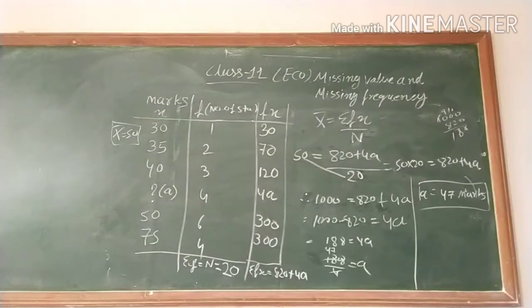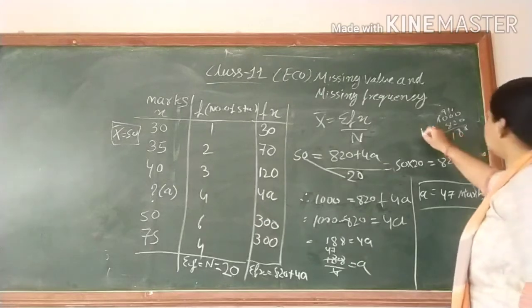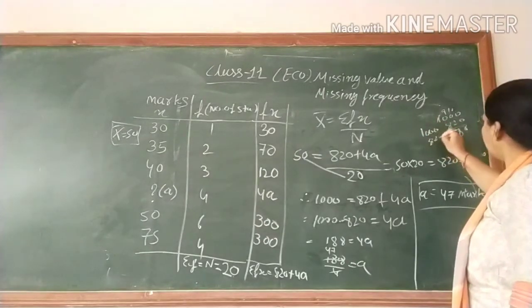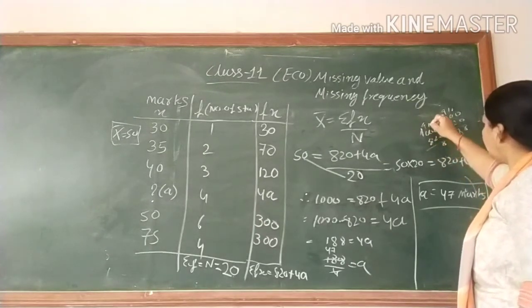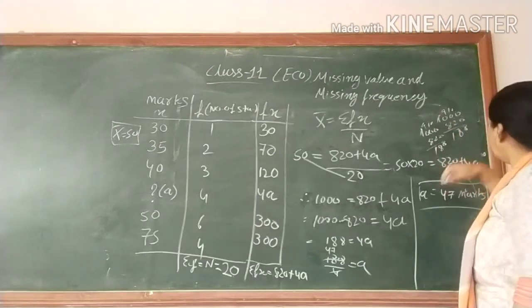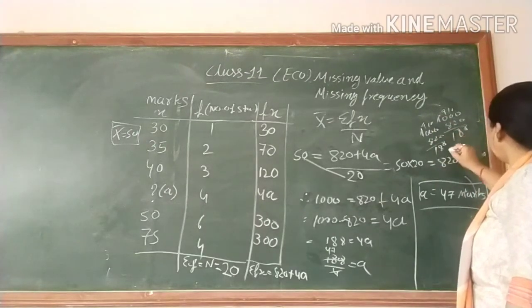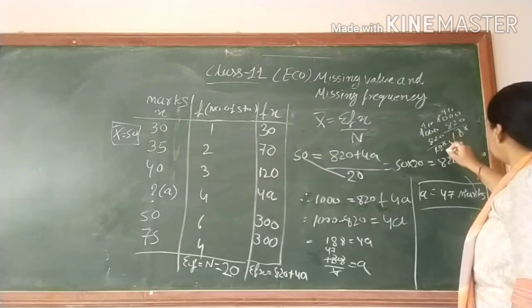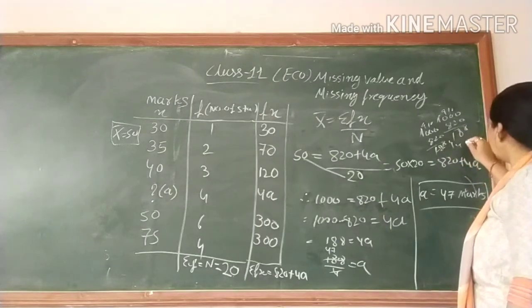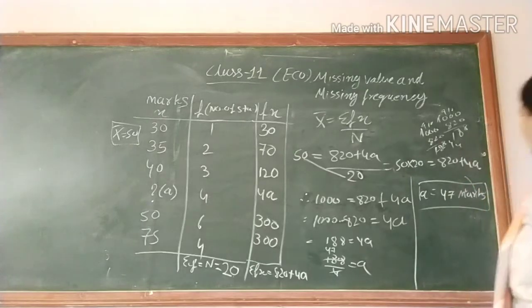Sorry, it's 1000 minus 820, 0, 9, 10, 8, 1, 188, 4. So the... is it done?